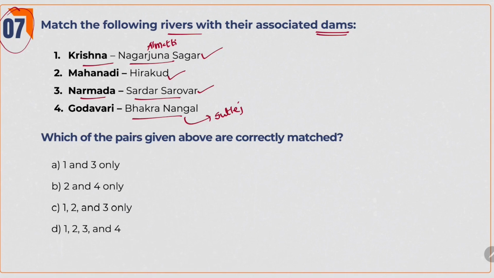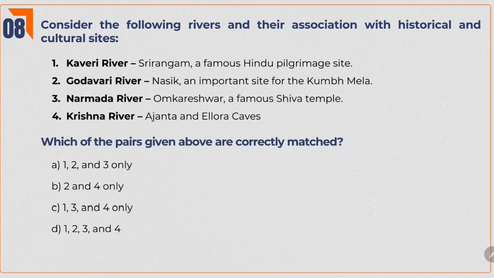Chalo, I'll ask you one question regarding Godavari. What is the famous project located on the Godavari river? It is in Andhra. It is the Polavaram project. A lot of controversy is going around this. Okay, if you see the answer, it is 1, 2 and 3.